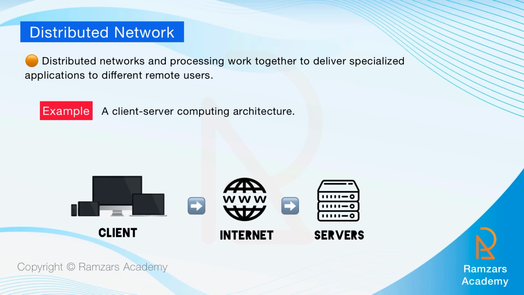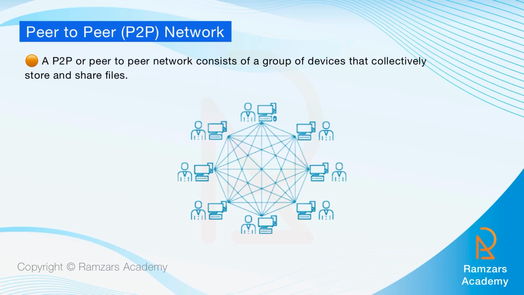A client-server computing architecture can also be a distributed network. In such a system, the server caters to requests from any interconnected remote users accessing the application from different networks. Now, what is a peer-to-peer network?